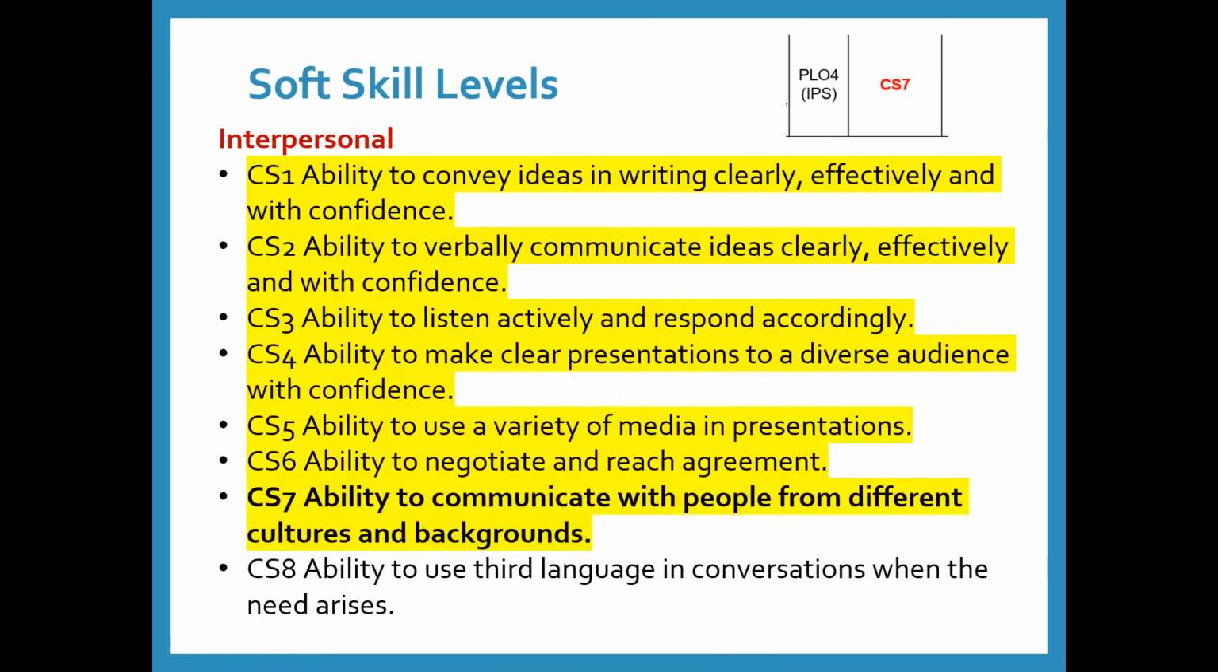Your soft skill is PLO4, which is interpersonal skill. So if you notice here, it says C7, okay? So we go all the way up to here. We go all the way up to there. So basically, in the soft skill, you have to be able to do all of these things, like convey ideas in writing clearly, verbally communicate, listen actively, make clear presentations to a diverse audience. So all of that you have to do, okay? That is the level I want to see in your project.